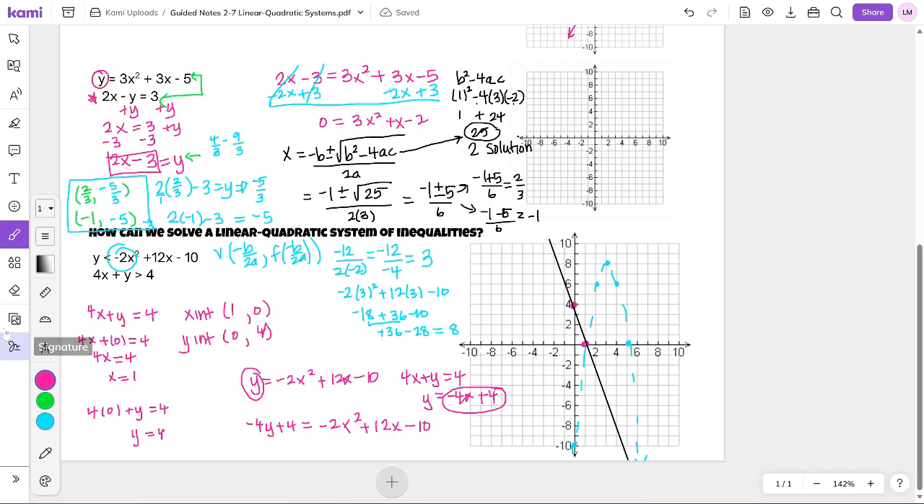Wait, why is that a y? That should be an x. I would probably move the right side over and then find the two intersection points. We already know one of them should be 1, 0. So you can use quadratic formula or you can factor. All right, I will see you guys soon.